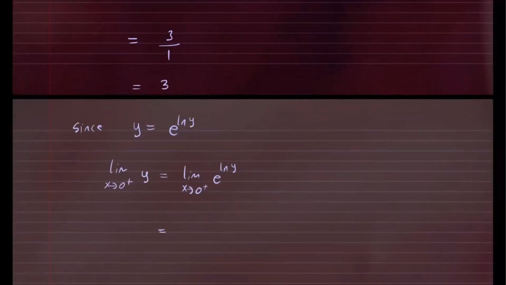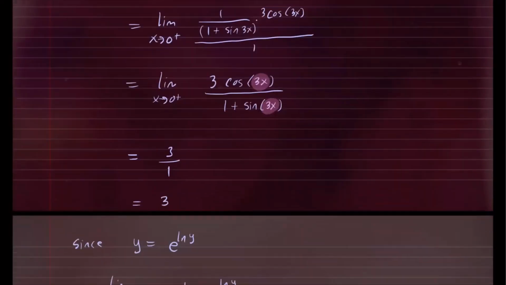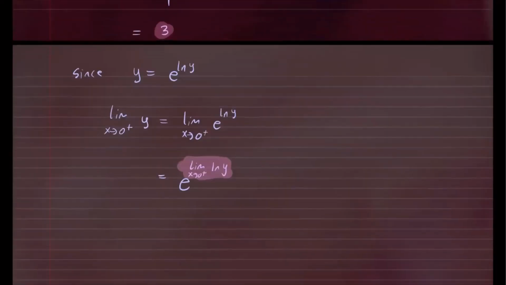And you can also write this this way. This is e to the power of the limit as x approaches 0 from the right of ln of y, because it's a continuous function. And what we have figured out is this piece right here. That limit is right here. It's 3. So that's where I'm going to substitute. So I have my final answer as e to the power of 3. So that is our final answer to this problem.